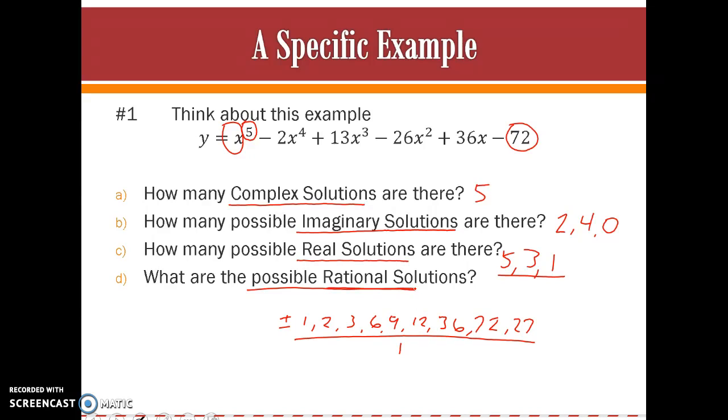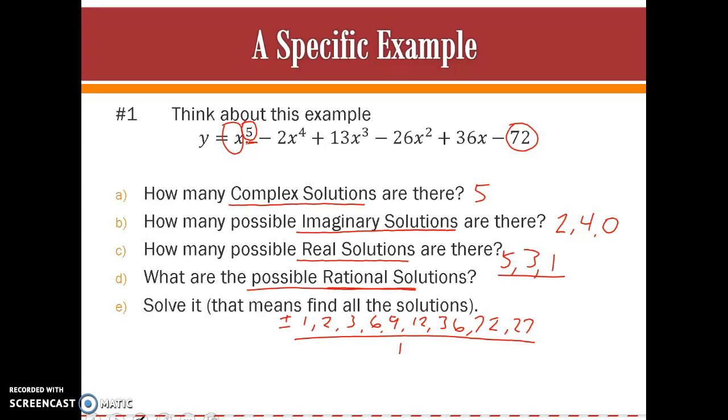that we could start to plug in and use synthetic division for to figure out which one is actually a solution. But we know that there are 5 of them, and we know a little bit about those solutions before we even begin to solve this problem. That's what we're working on today. Let's take a look at one more question here. It says solve it. That means find all the solutions.